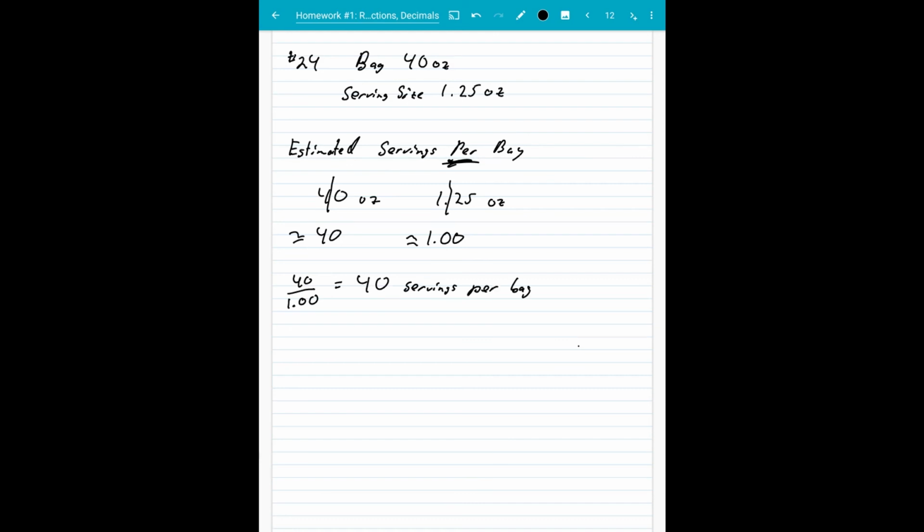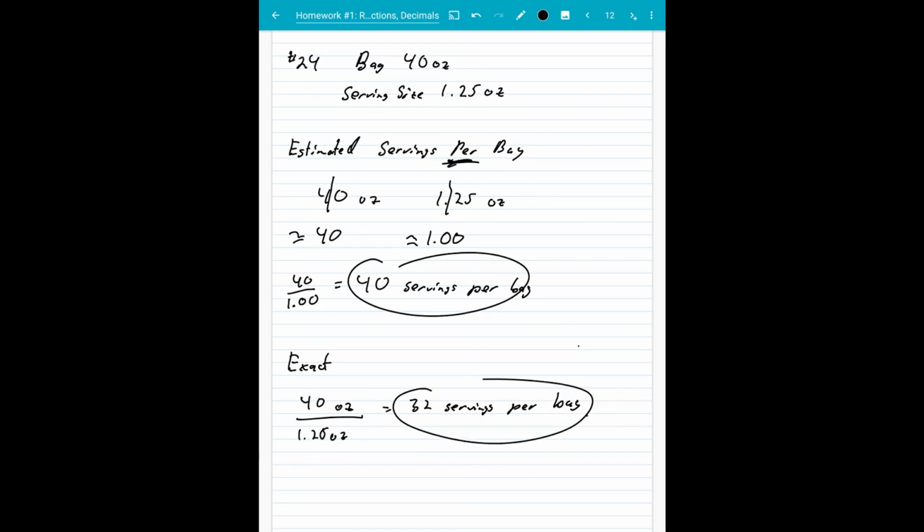And that's a rough estimation, because then if we do the exact calculation, what it asks for in the next step, we would then do 40 ounces divided by 1.25 ounces, and that gives us a different number. That gives us 32 servings per bag. So you get different answers for each one of those. So the principle of estimation, as you can see, gives 40 servings, which is 8 more servings than 32.